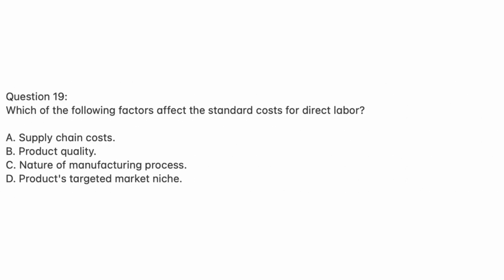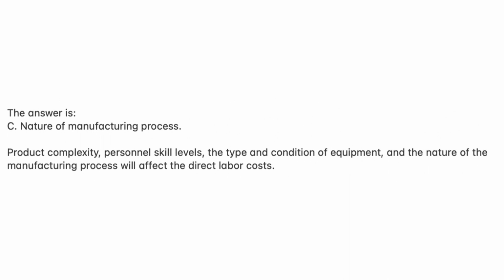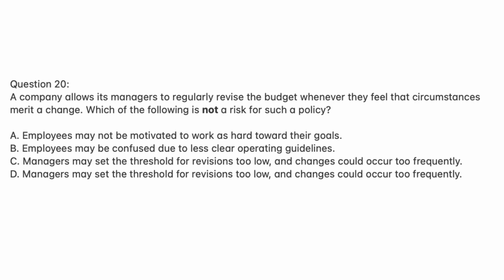Question 19. Which of the following factors affect the standard costs for direct labor? A. Supply chain costs. B. Product quality. C. Nature of manufacturing process. D. Product's targeted market niche. The answer is C. Nature of manufacturing process. Product complexity, personnel skill levels, the type and condition of equipment, and the nature of the manufacturing process will affect the direct labor costs. Question 20.